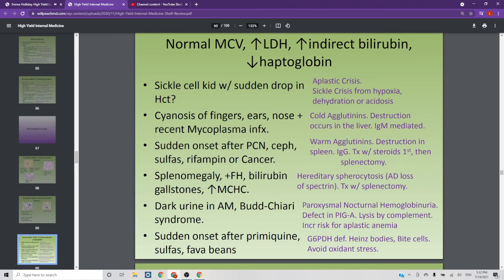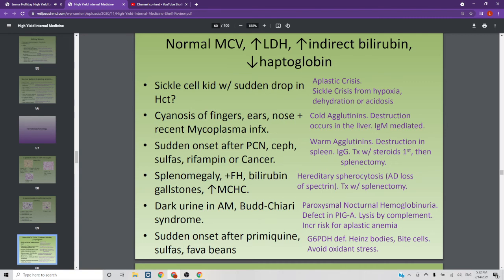If you have cyanosis of the fingers, ears, nose, and maybe had a walking pneumonia, that's cold agglutinins, and the destruction of the blood cells is due to IgM immunoglobulins. If there's a sudden onset of hemolytic anemia after you take some drugs, penicillin, cephalosporins, sulfas, warm agglutinins. So G6P can be precipitated by sulfas. Yeah, so that's really not fair. I was trying to get at warm agglutinin disease here. It's caused by either a drug reaction or an underlying malignancy. And the difference here is instead of IgM, it's mediated by IgG.